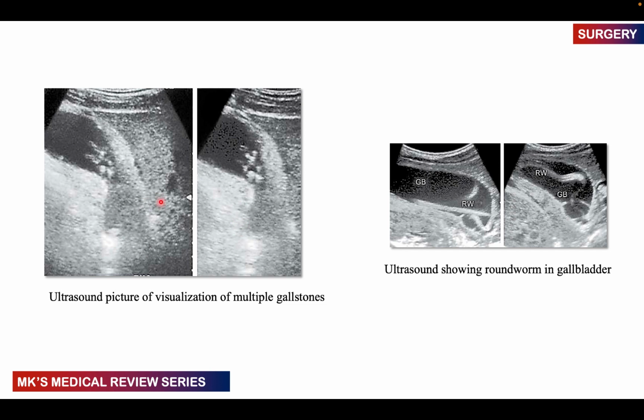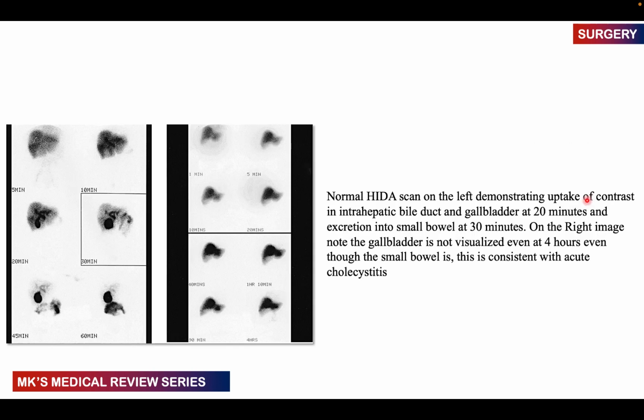So here is a picture visualizing these multiple gallstones. As you can see, these whitish deposits inside there, these are the gallstones. And then this is an ultrasound showing a roundworm. As you can see, here's a roundworm. This is the outline of the gallbladder. You have the roundworm in the gallbladder.